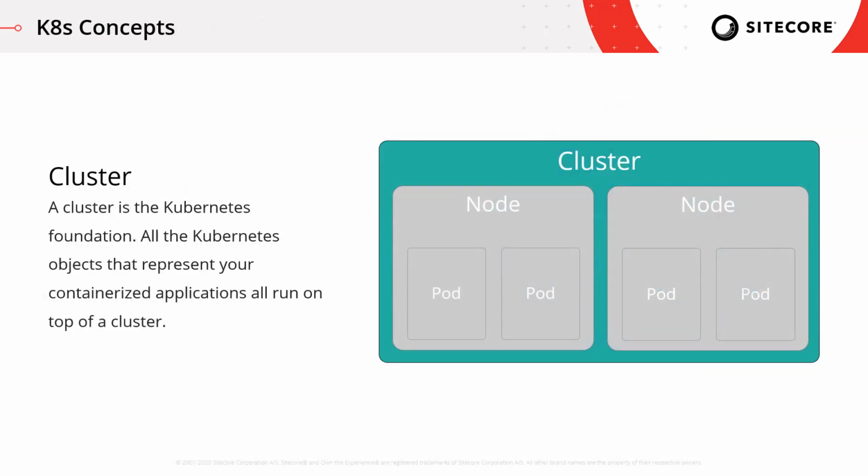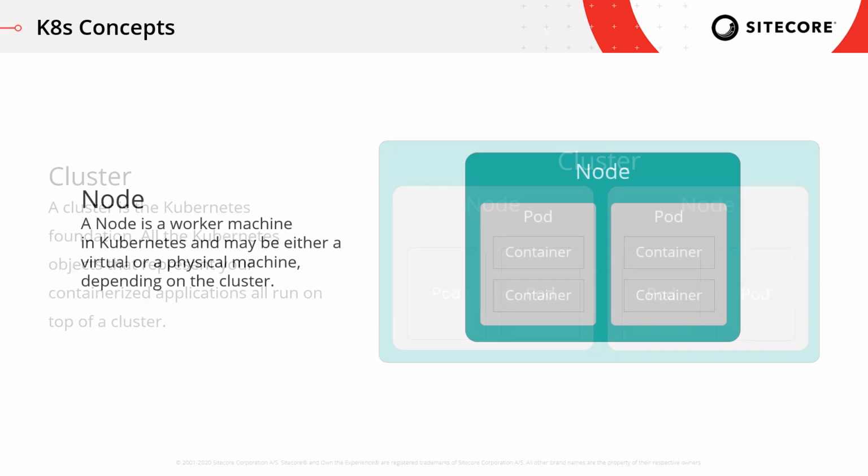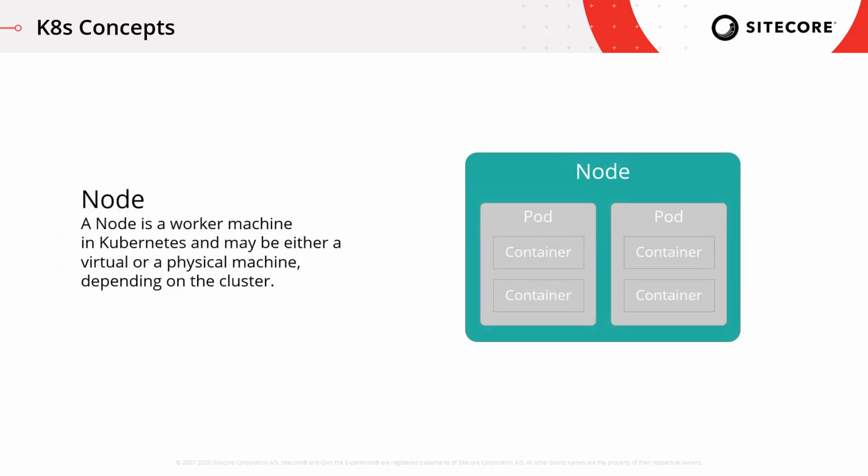A cluster is the foundation of a Kubernetes setup. The Kubernetes objects that represent your containerized application all run inside of this cluster. A node represents a single entity within your cluster where your containers will be deployed, typically a VM. You will typically have more than one node in your production system to ensure high availability.